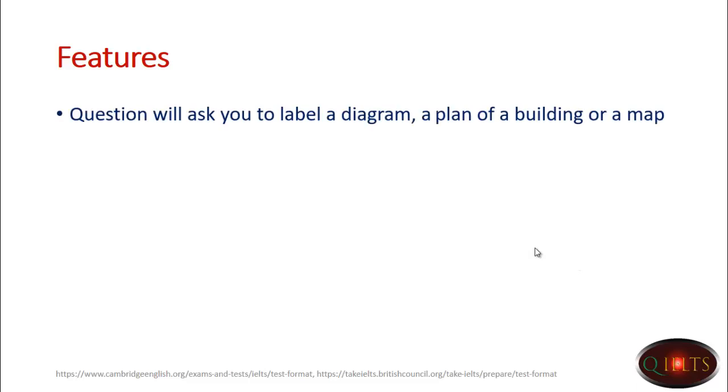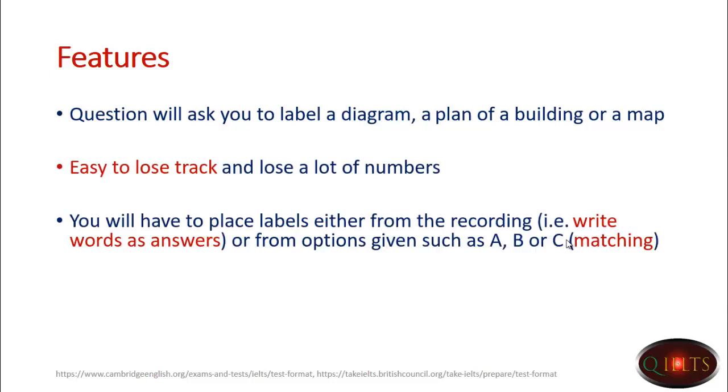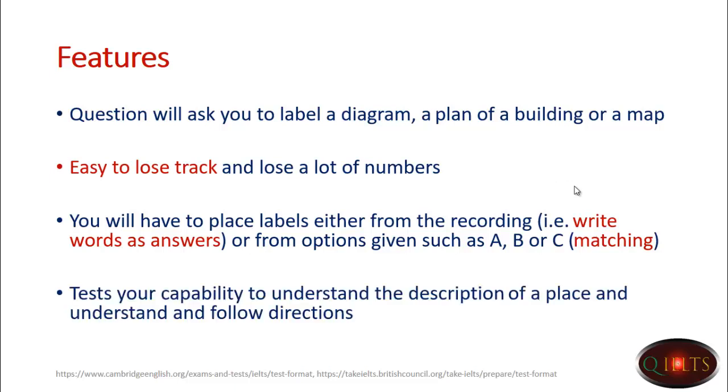The question will ask you to label a diagram, a plan of a building or a map. It is very easy to lose track in such type of questions and hence you lose a lot of marks. You will have to place labels either from the recording, that is write words as the answers, or from the options given such as A, B or C, which means that you will have to match the options with the blanks. These types of questions test your capability to understand the description of a place and understand and follow directions.